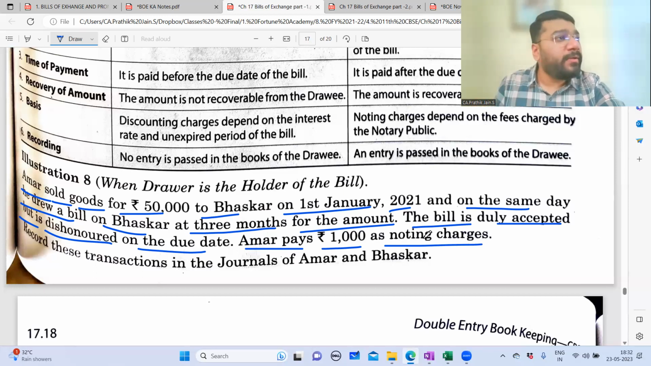So you would have appointed the notary public. So notary public would have collected money from Amar. So Amar would have paid. But is Amar supposed to bear that notary charges? No. Ultimately, who will bear the notary charges? The party in default. Who is the party in default? Bhaskar. Record this transaction in the journal of Amar and Bhaskar.